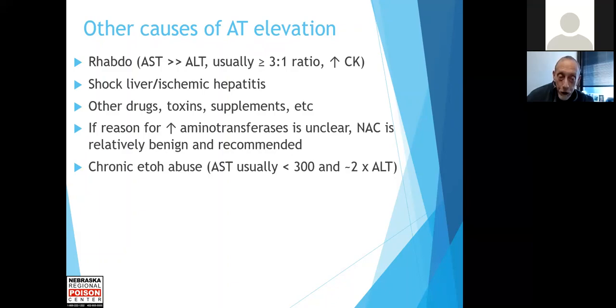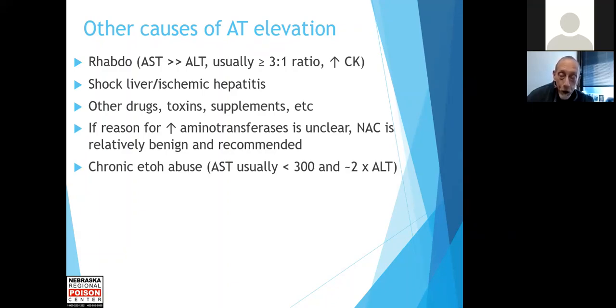Now, other things can elevate your liver enzymes. Rhabdomyolysis. Patient has been lying on the ground for many hours. They've been having multiple seizures or extreme agitation. What's the clue to that? Their AST is much higher, 3 to 4 times the ALT. Then I would check a CK. Maybe they've got rhabdo.